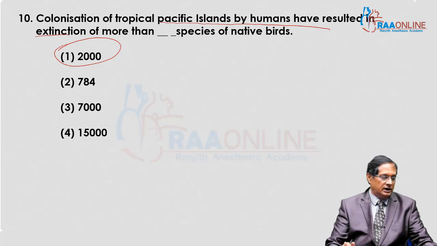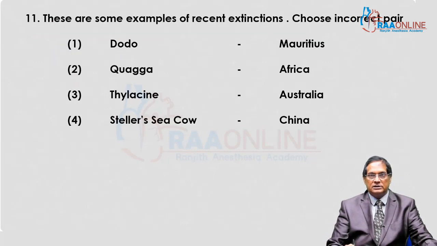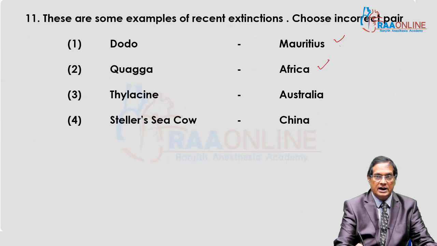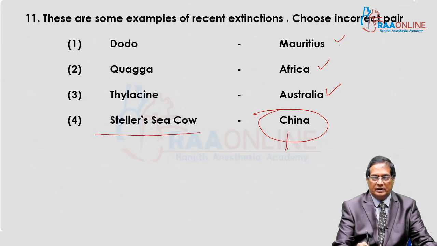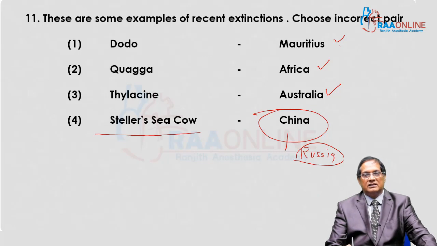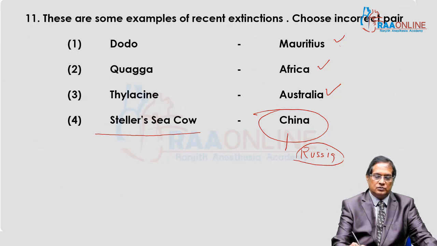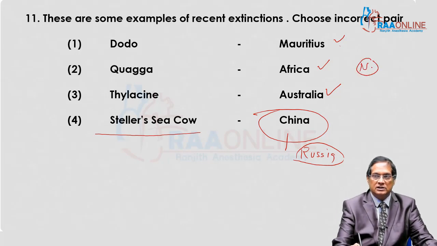Now come to the 11th question. That is some examples of recently extinct. Yes. Dodo, Mauritius, right. Quagga, Africa, right. Thylacine, Australia, right. But this is wrong: Steller's sea cow, Russia. So this is incorrectly matched, that is Steller's sea cow. The other 3 are correctly matched. And this is a question for the NEET. This is generally asked in the NEET.